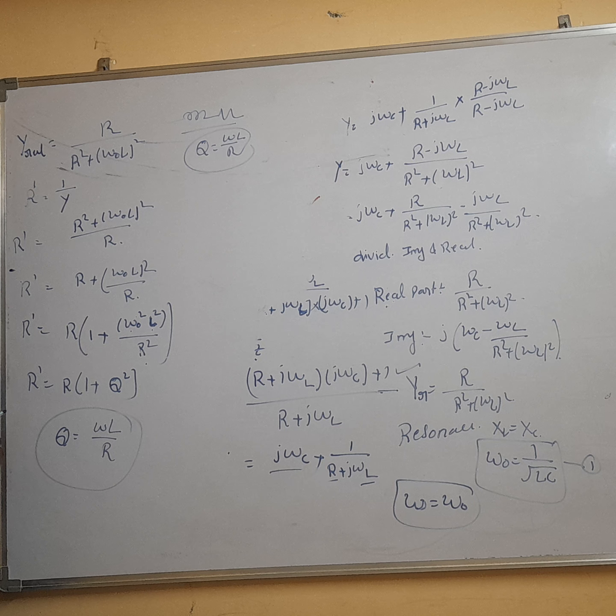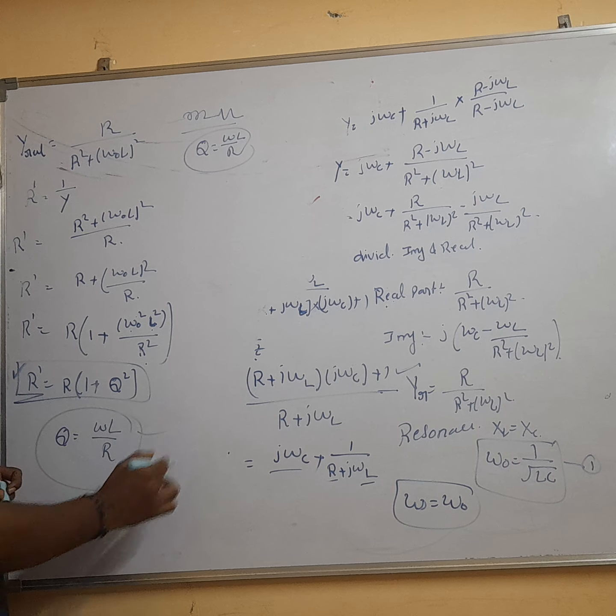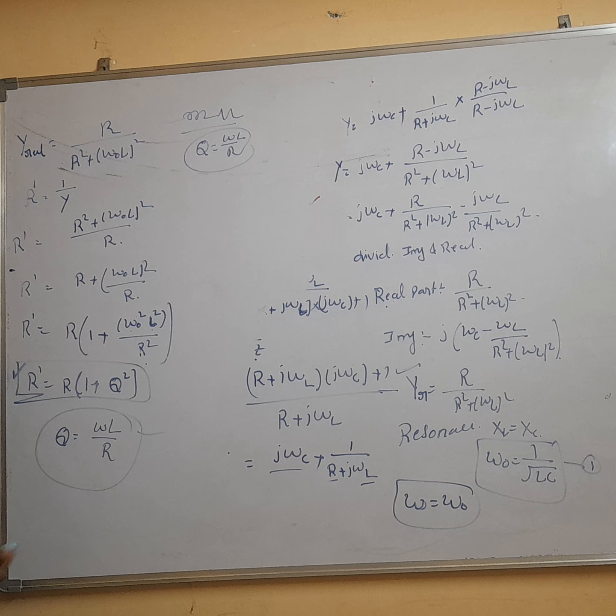Power is dissipated only in the resistance. What is the resistance formula? R dash is equal to R into 1 plus Q square, where Q square is omega naught L whole square by R square. So this is the concept for impedance matching.